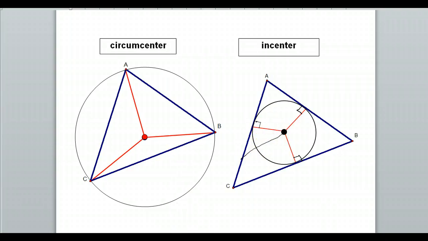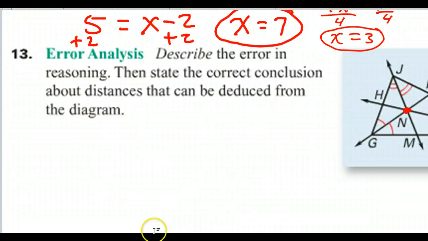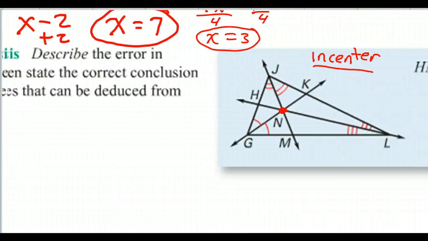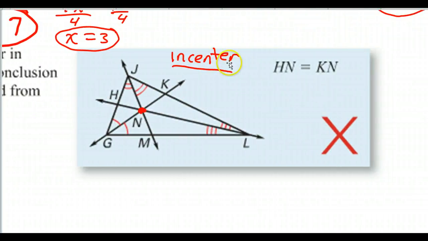So the problem with this picture, if you take a closer look at it, this person concluded that HN was going to be congruent to KN. So here's HN and here's KN, and you can tell what they're thinking. This is the incenter, so they were thinking all the distances to the sides would be the same. But the problem is that thing I said about perpendicular.